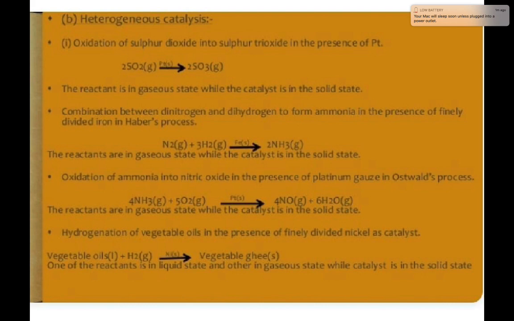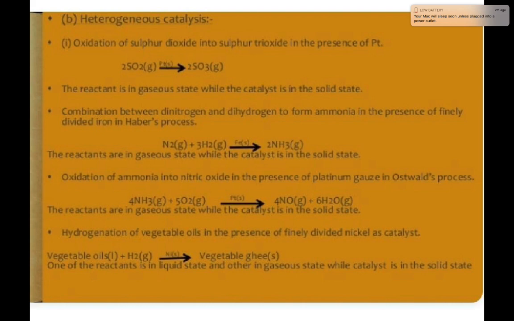And then the next example you can see here. They can give you examples and ask whether it is heterogeneous catalysis or homogeneous. You will be asked to identify. Then ammonia, NH3, reacts with oxygen in presence of platinum catalyst to give NO, nitric oxide, and water. So reactants, as in the earlier cases, are in the gaseous state, while the catalyst is in the solid state.